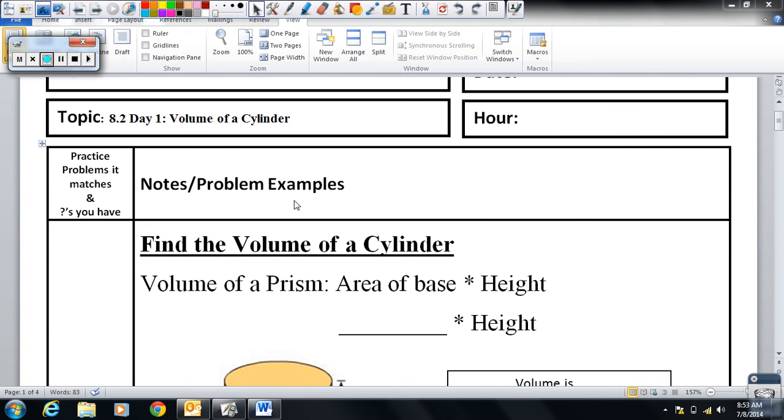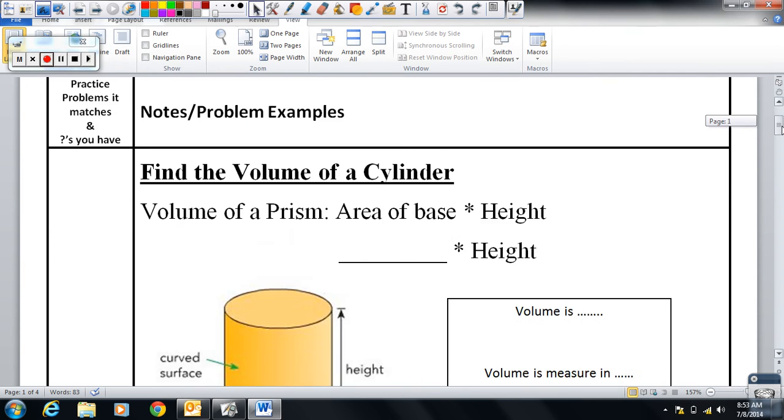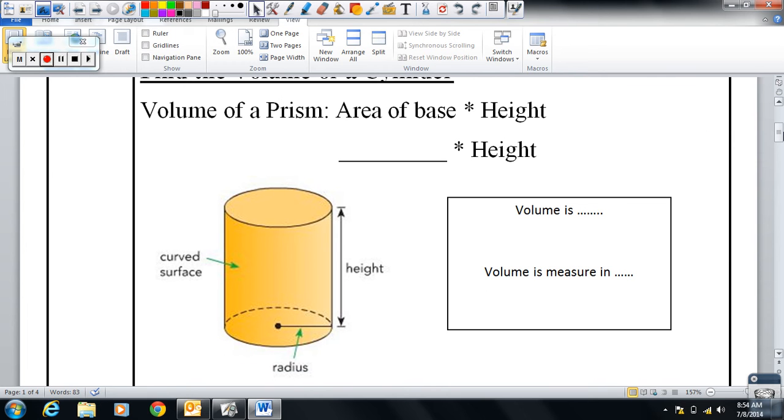Today we are discussing the volume of a cylinder. Remember, volume is the space inside of a solid. So if we look at the first one, it's the volume of a prism. To find the volume of any prism, you take the area of the base times the height.